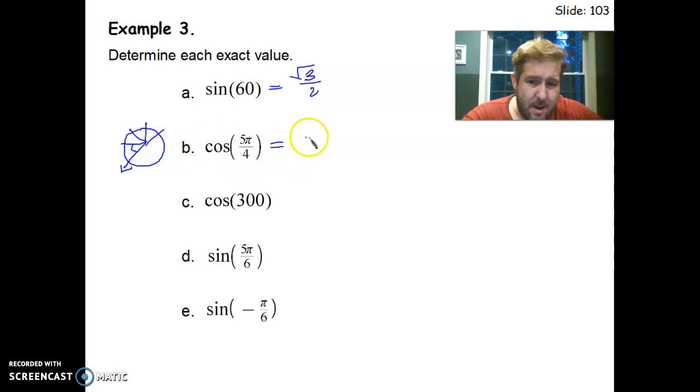So cosine of a 45-degree angle is square root of 2 over 2. And then the next thing I ask myself is, is cosine positive or negative? Well, it's to the left, so it's negative. Negative square root of 2 over 2.